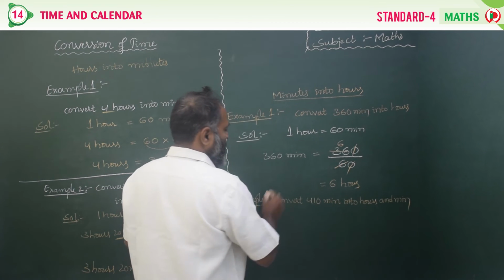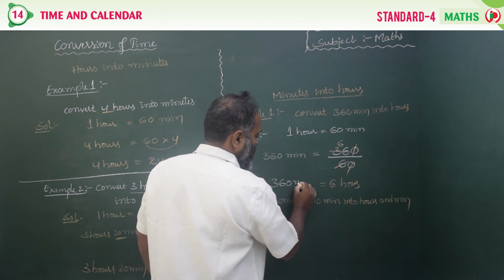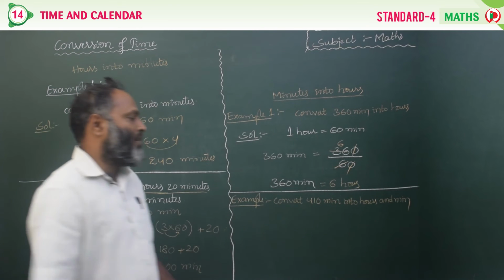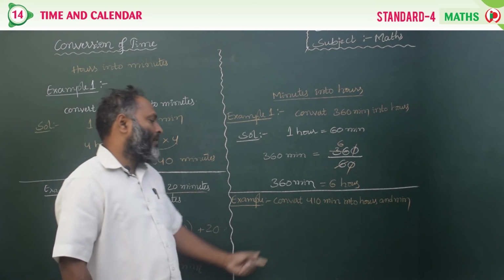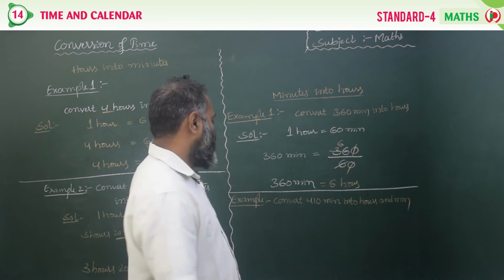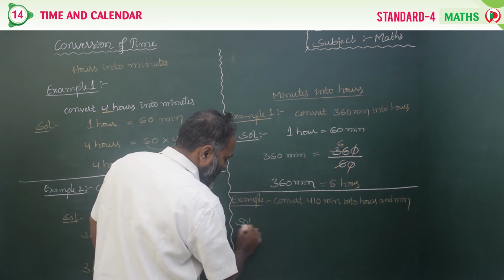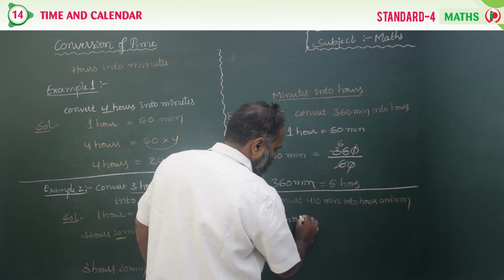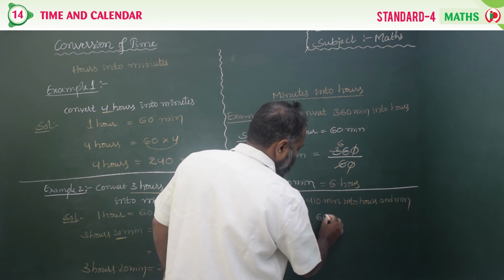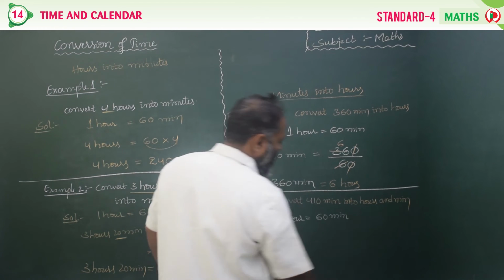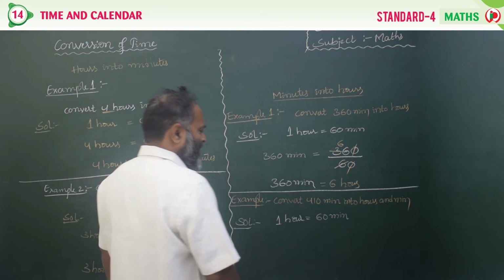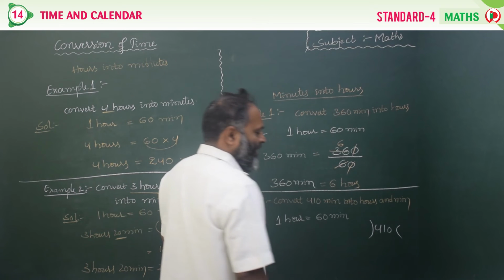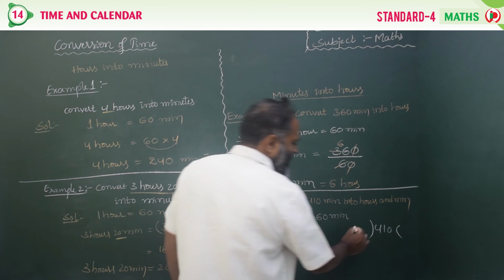6 hours. 360 minutes means 6 hours. We should divide. Here, convert 410 minutes into hours. First, the unit: what is the unit 1? 1 hour is equal to 60 minutes. Then 410 minutes. So to convert 410 minutes into hours, we should divide by 60.